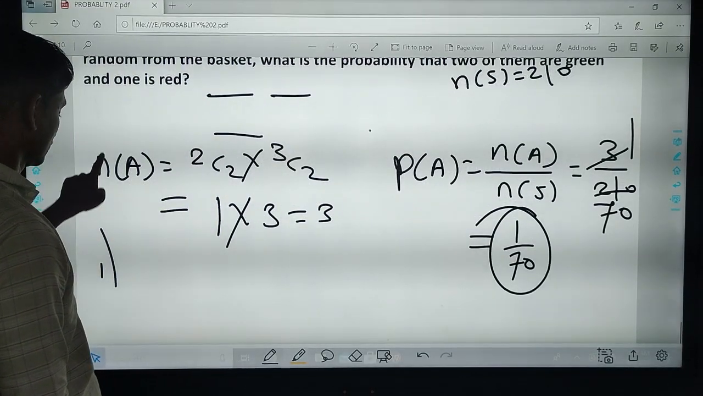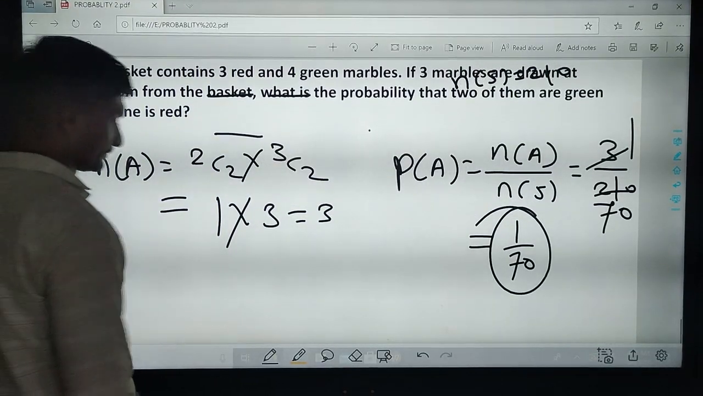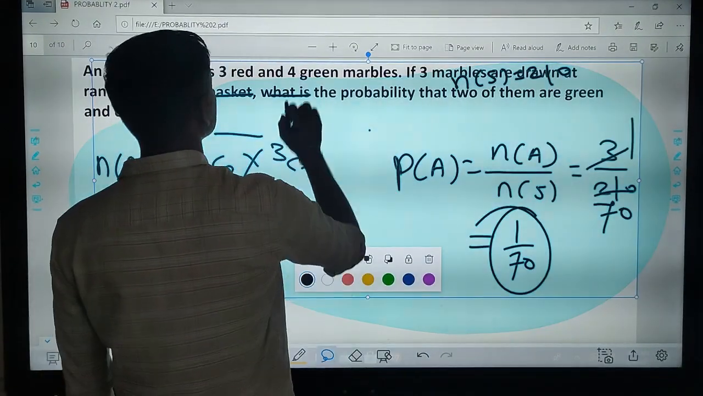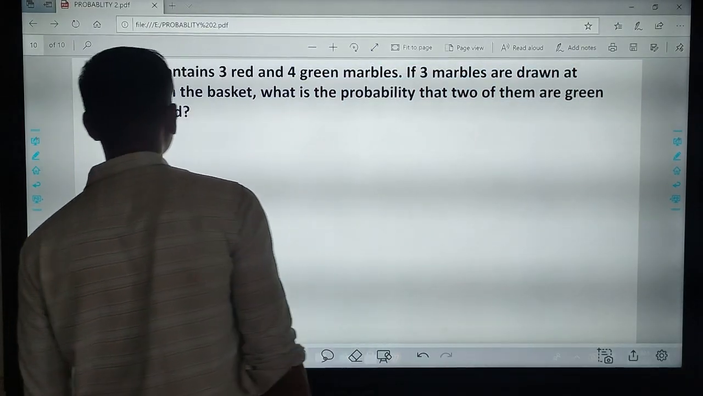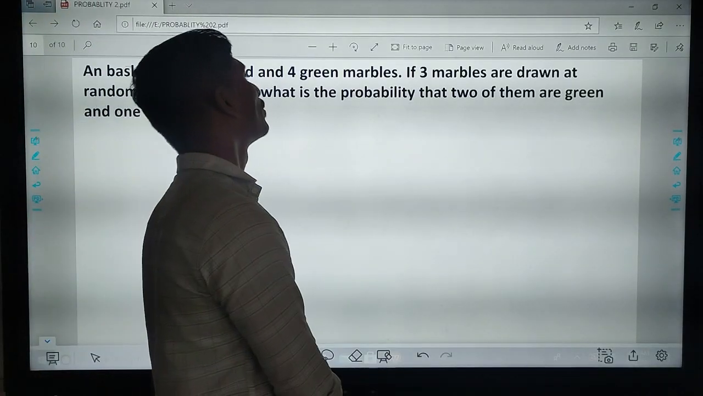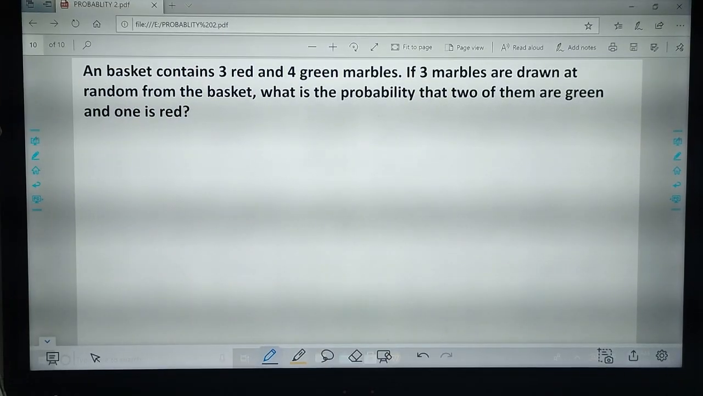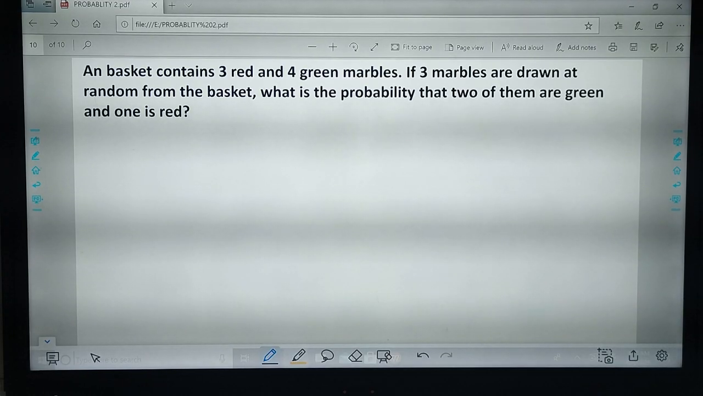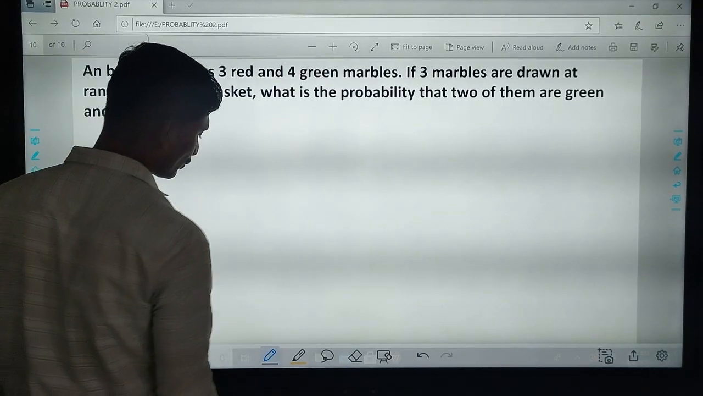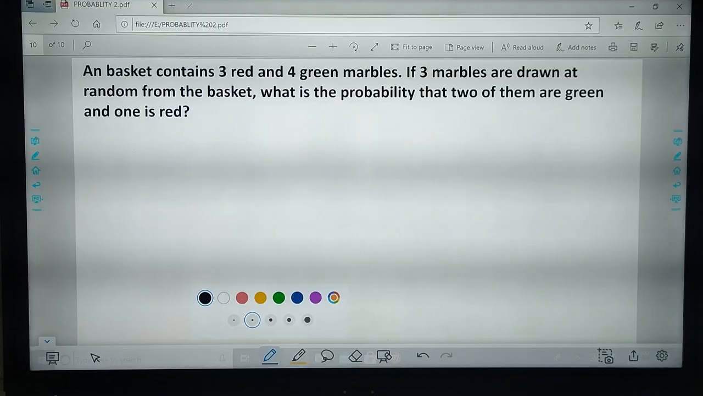Now next. A basket contains 3 red, 4 green marbles. 3 marbles are drawn at random from the basket. What is the probability that 2 of them are green and 1 is red?